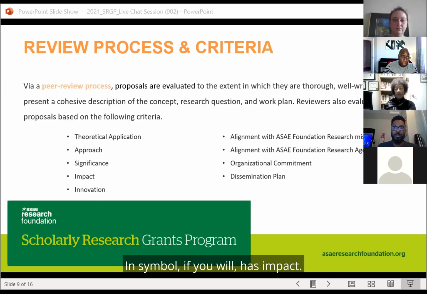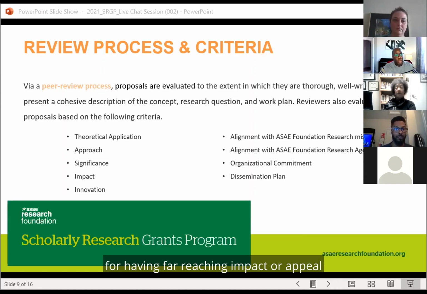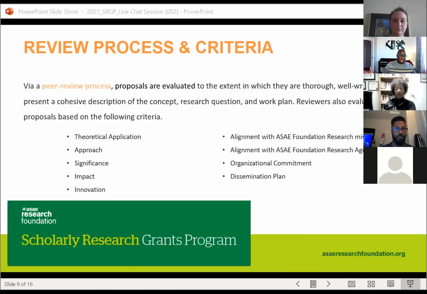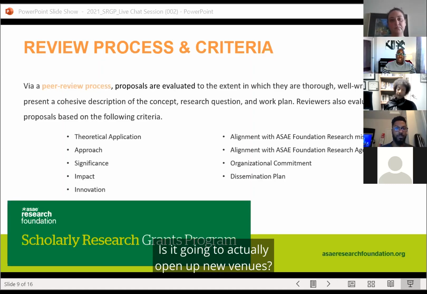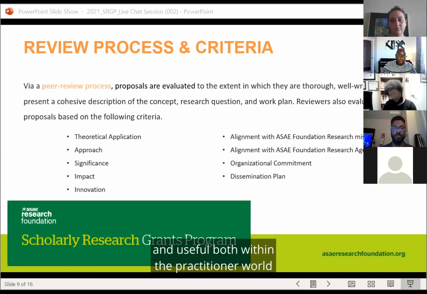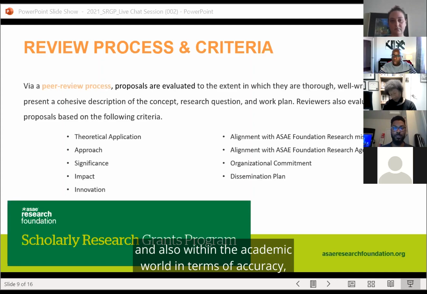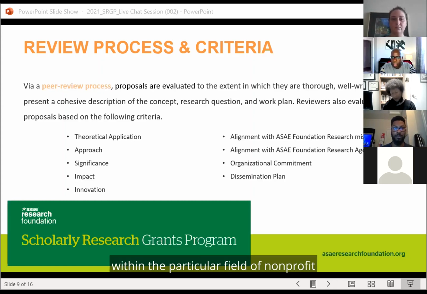In a similar vein is impact. To what extent does the proposed work have the potential for having far-reaching impact or appeal to multiple stakeholders? So we're looking at, is this going to be a game changer? Is it going to open up new venues? Is it going to expand knowledge? Not just improve practice, but make some leaps forward. And also that it's applicable and useful both within the practitioner world and within the academic world in terms of expanding the literature and expanding knowledge within the particular field of nonprofit and association management.